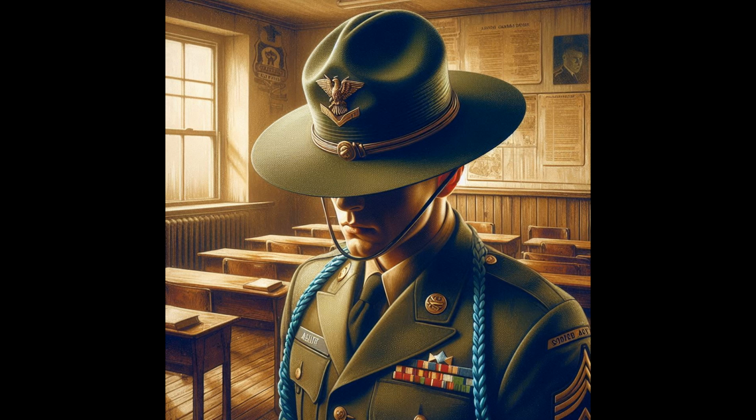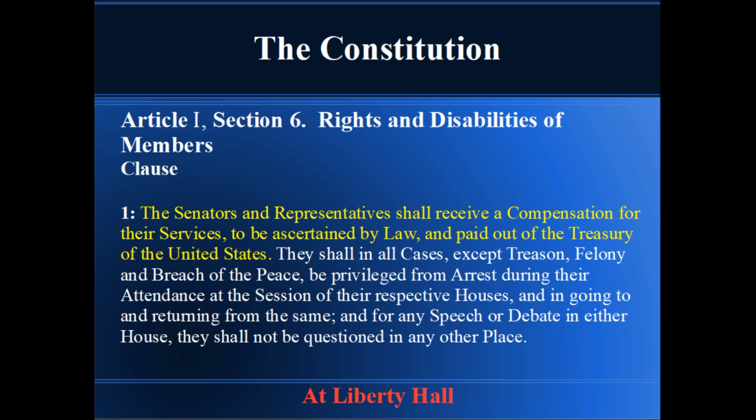3. Each house keeps a journal of proceedings, publishes it, and records votes if requested by 1/5 of members. 4. Neither house can adjourn for more than 3 days or move to another place without the other's consent. Article 1, Section 6. Rights and disabilities of members.